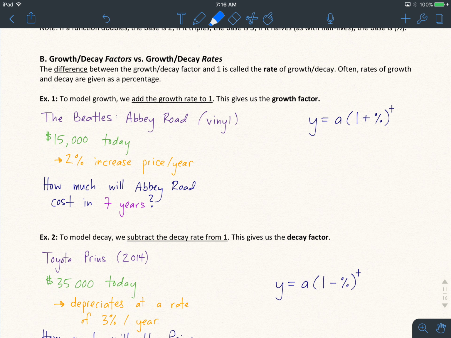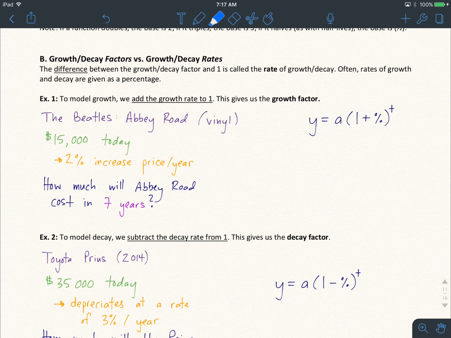So here's example number 1. To model growth, we add the growth rate to 1. This gives us a growth factor. So I've developed a scenario here where I have the Abbey Road Beatles album on vinyl, mint condition. I inherited this. It was $15,000 back when I did this lesson the first time, which apparently, as we learned in an earlier lesson, was quite a long time ago. And it sees a 2% increase in price per year approximately. And we can answer questions like how much will Abbey Road be worth in 7 years if we use this equation over here.